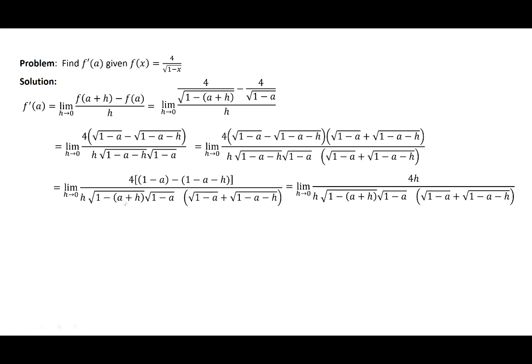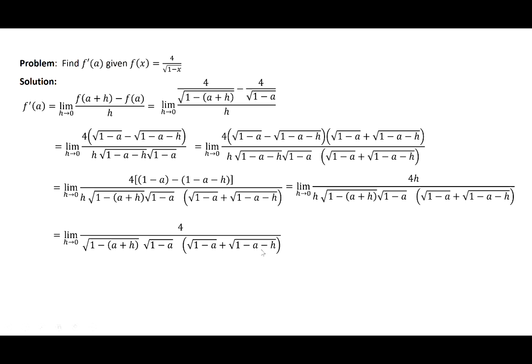And in the bottom, I still have the same thing. But then these h's, we can divide them. And so this reduces to 4 over all of this. Now we are in a position to substituting h equal to 0. And when we do that, this becomes square root of 1 minus a times square root of 1 minus a. Square root of 1 minus a times square root of 1 minus a is just 1 minus a. And we have square root of 1 minus a plus square root of 1 minus a.